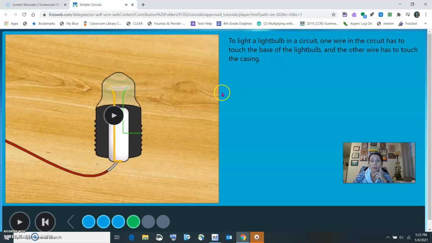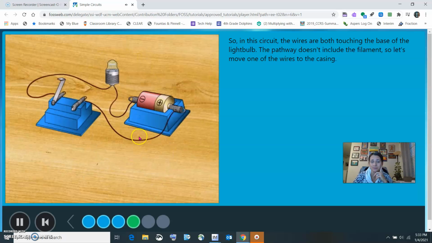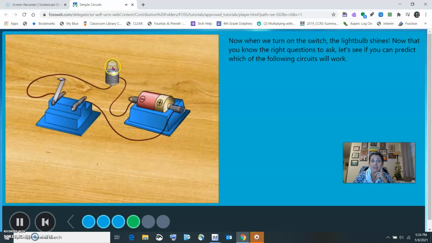To light the light bulb in the circuit, one wire has to touch the bottom, the base of the light bulb, and the other has to touch the casing, which is that silver part on the outside. So here's our base, and here is the casing. In this circuit, both of them are touching the casing, so the pathway doesn't include the filament. That's why it doesn't light.